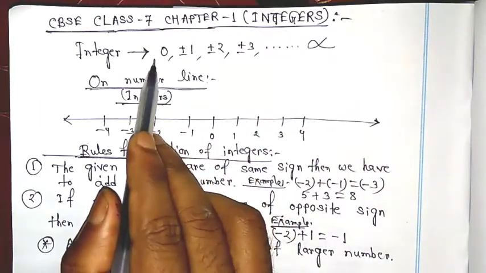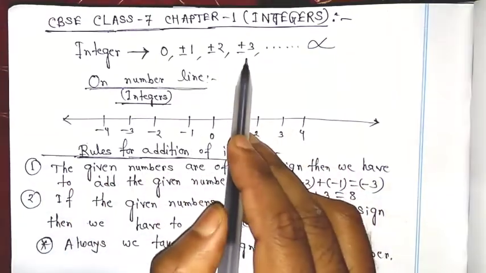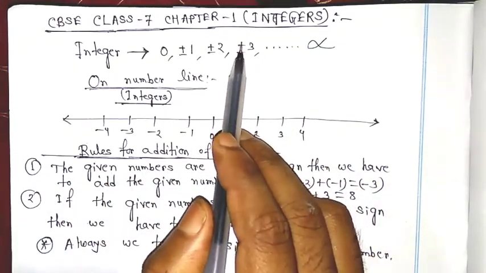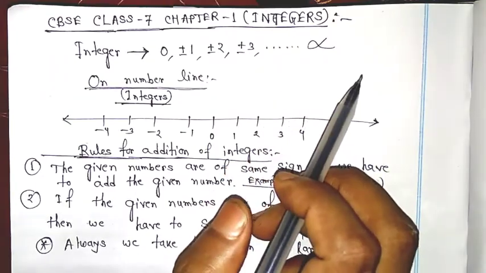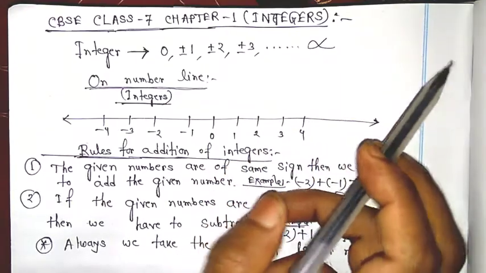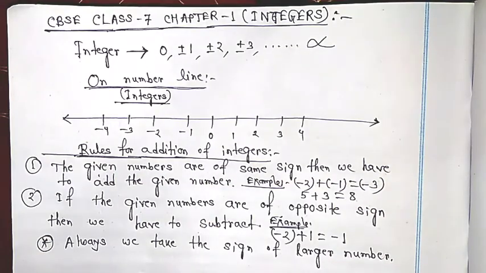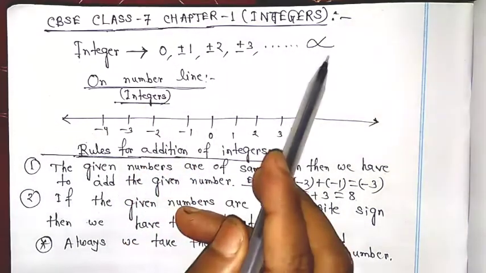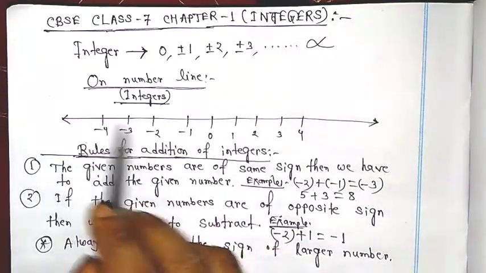That means 0, plus 1, minus 1, plus minus 3, that means plus 3, minus 3, plus 4, minus 4, ultimately up to plus infinity on the right side, and up to minus infinity on the left side. So these numbers are integers. Okay, now we see integers on the number line.